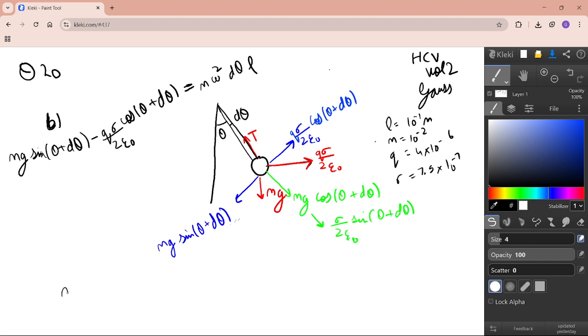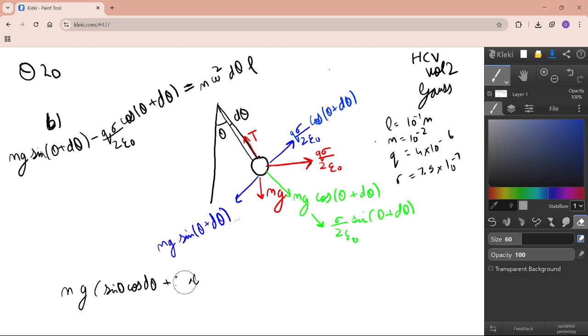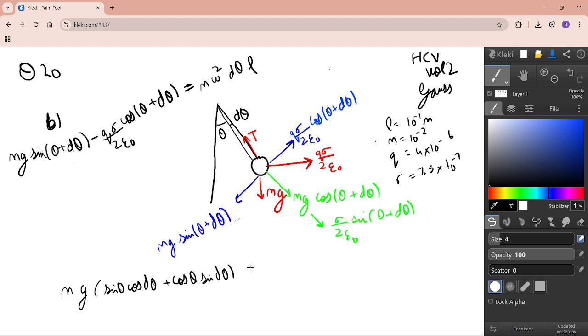So mg becomes mg times (sine theta cos d theta plus cos theta sine d theta).